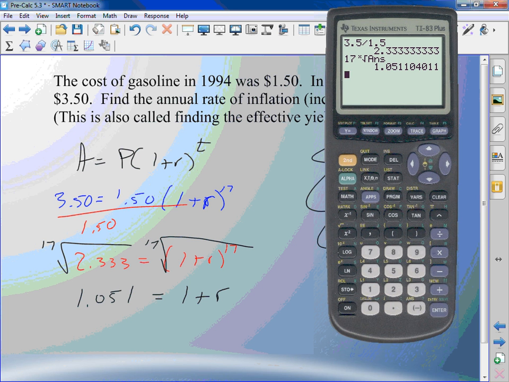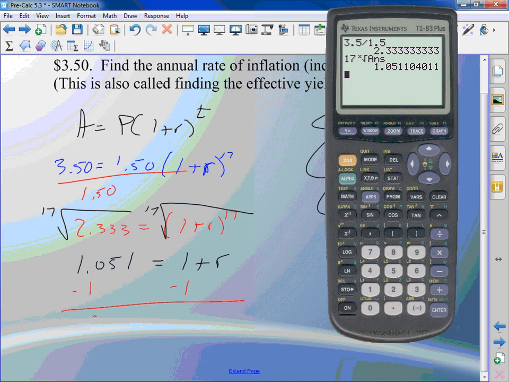Now what do I do to solve? Subtract 1. And I'm left with 0.051. That's talking about the rate. I'm going to change it back to a percent. What percent is 0.051? 5.1%, and this went up. So the price of gas went up 5.1%.